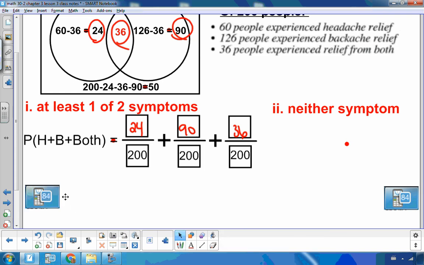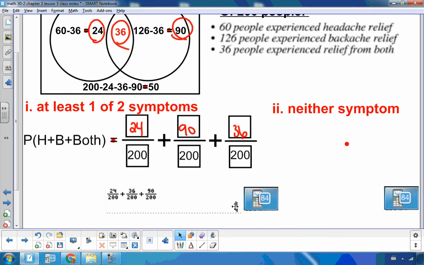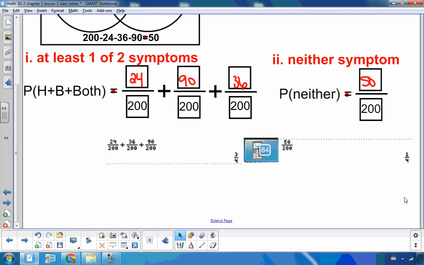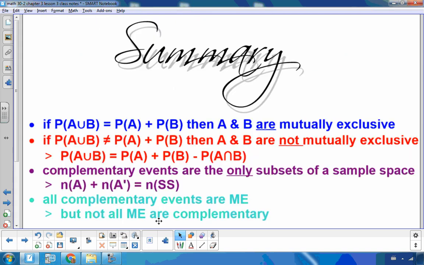Putting those all together in the calculator, I get 3 out of 4, which is the same as what Tom got, 75%. The ones that got relief from neither, that's those guys on the outside here. So for neither, I can just say that that is 50 out of 200. And I can put that into my calculator, and I get a quarter, which is the 25%. Okay, so you can see two different ways of answering the same question. Really, it comes down to personal preference.